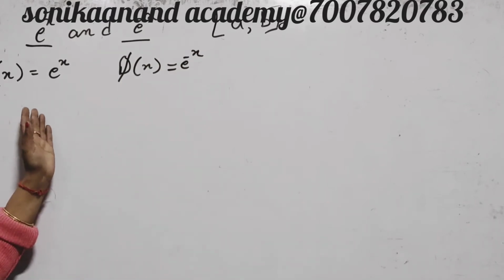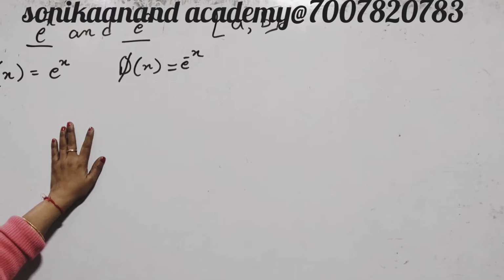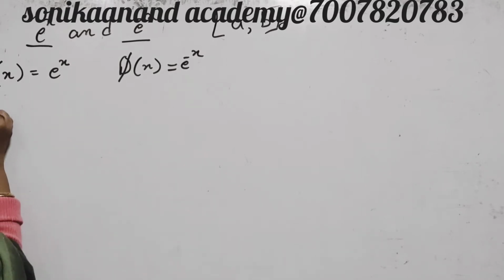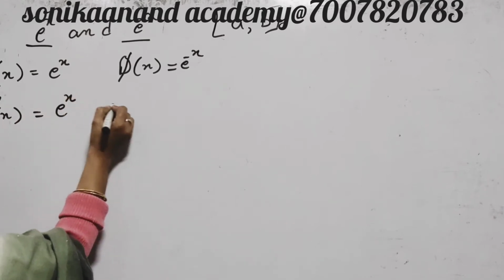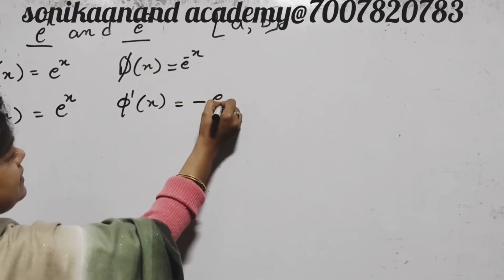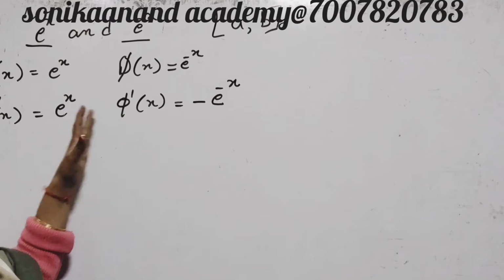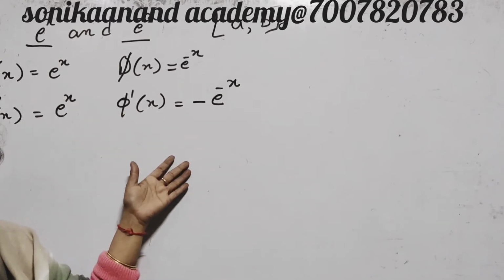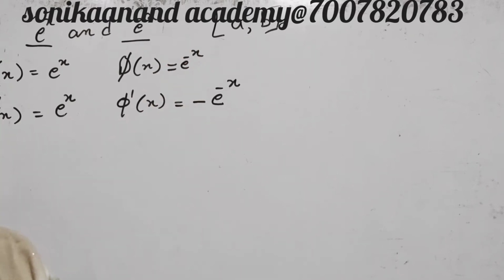Now, as these are exponential functions, they are continuous for the interval. Now, we have to find whether they are differentiable or not. So, we find f dash x. The value of f dash x is e to the power x again, and the value of psi dash x is minus e to the power minus x, because it is in the power minus x. So, we can easily observe that both are differentiable in the open interval of a and b.